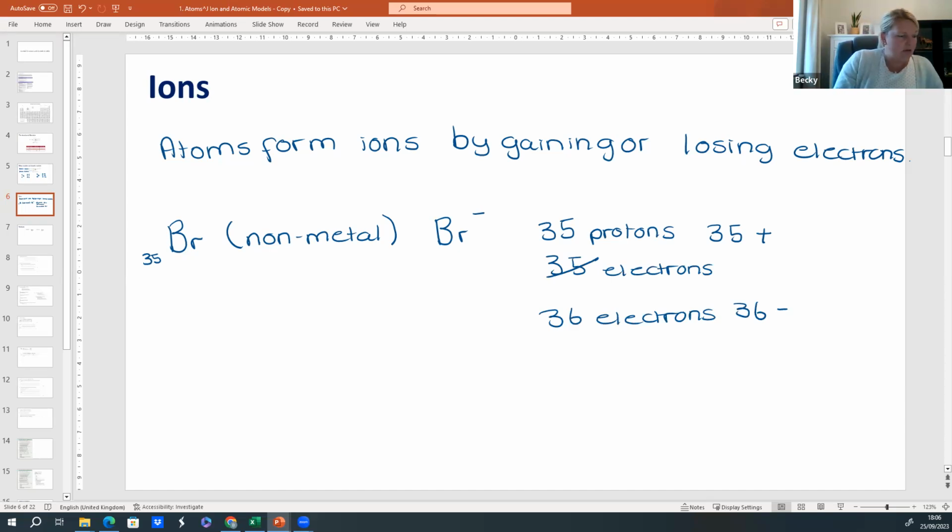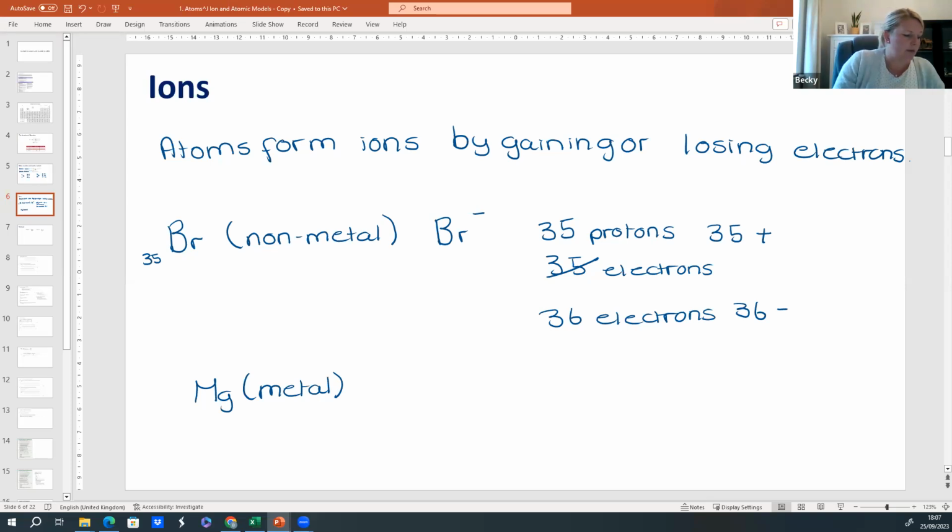Our metals, so let's take magnesium, for example. Magnesium is in group 2. It's got 2 electrons in that outer energy level, and therefore it wants to get rid of those. And so when they lose them, they're going to become positive ions.